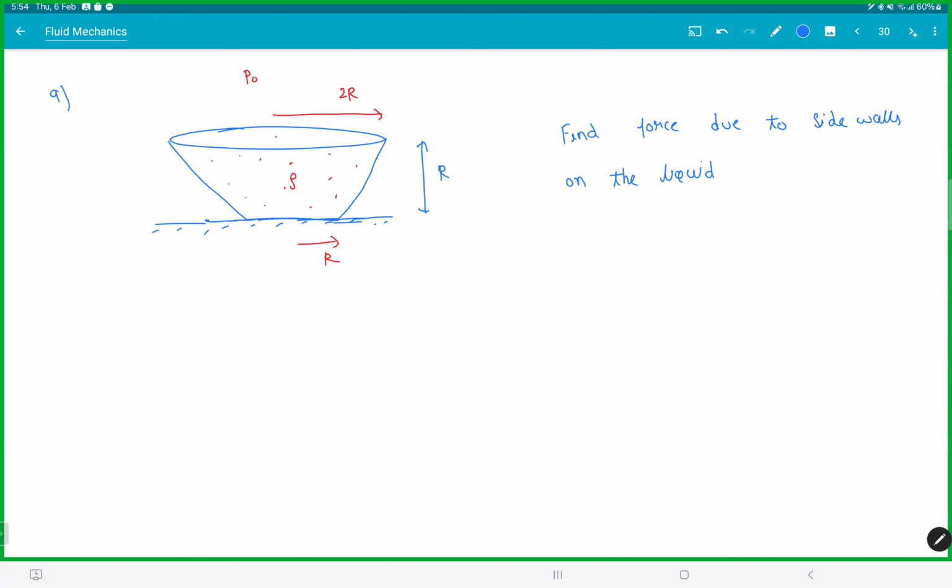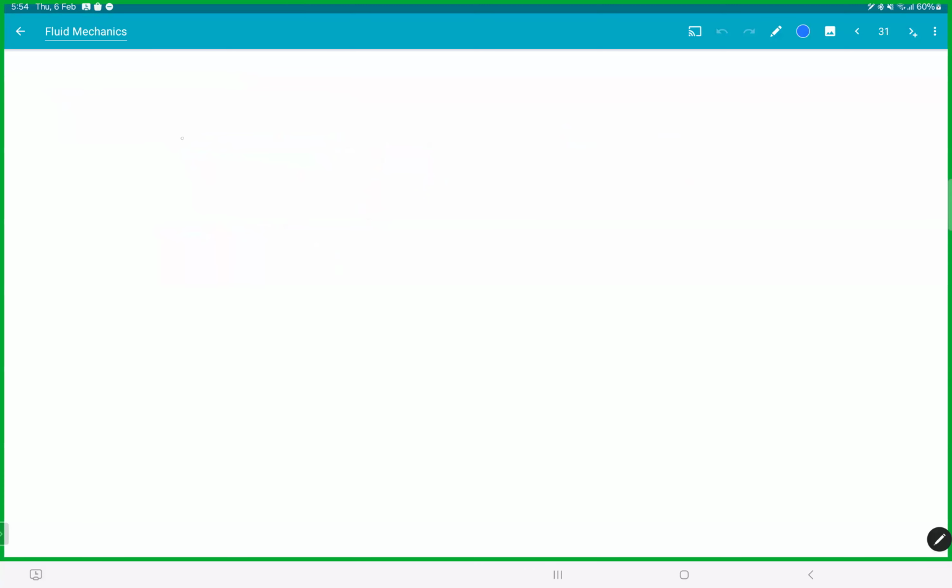7/3 pi R cube, dimensions are goofed up. Daksha, that is wrong. Let's see. Let's draw the FBD. Check your FBD. I don't know why you got this thing wrong. So from the top, we have atmosphere: P naught into pi (2r) whole square. From the bottom, the pressure of the liquid is P naught plus rho g h, into pi r square. This is the force on the base.